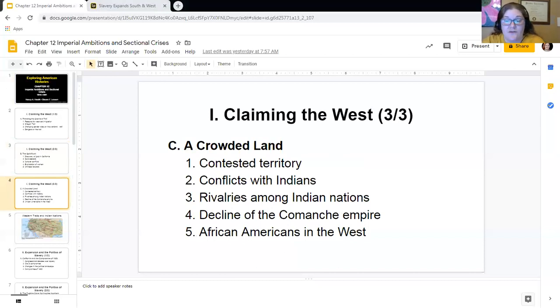Westward expansion, of course, brought new settlers into the territories and the U.S. government who are in this area. They become in conflict with the powerful Indian nations.